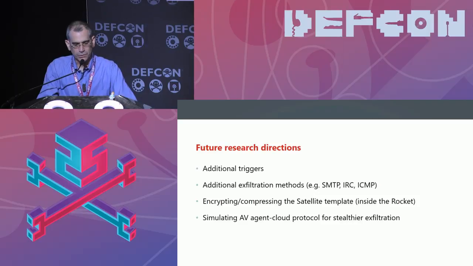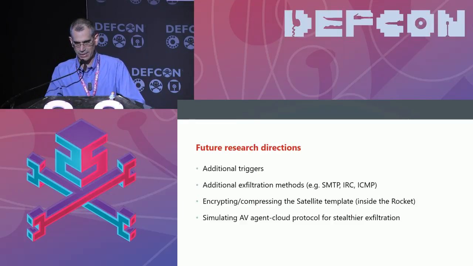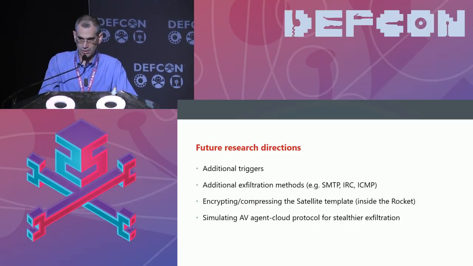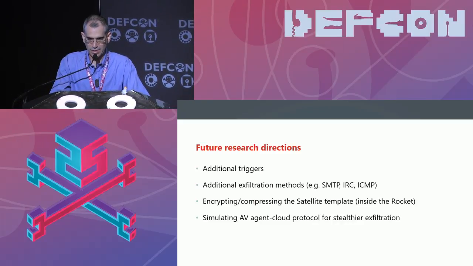From the offensive point of view, there are some research directions that we identified. Again, our research was conducted with some time and resource restrictions, but we do have some ideas on how this research can be extended. One is obviously to implement additional antivirus triggers. We are not 100% sure we managed to trigger all the antiviruses that we tested in the lab. Another idea is to add more exfiltration methods. As I mentioned earlier, we only used HTTP and DNS in our research.